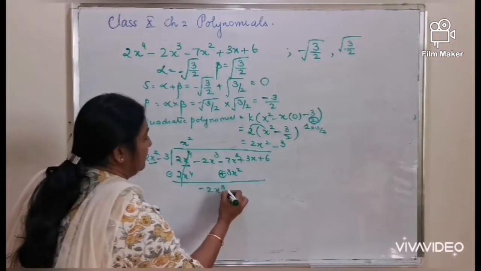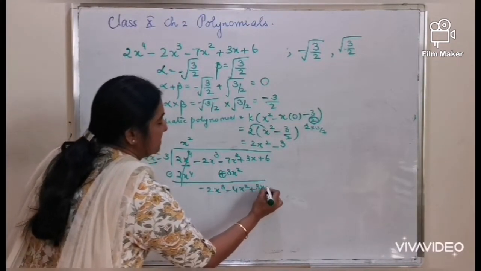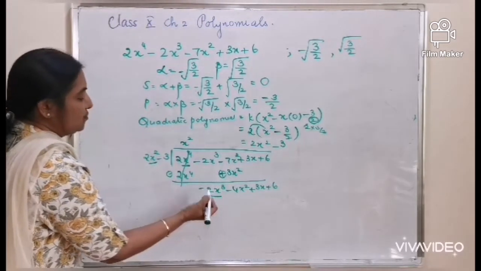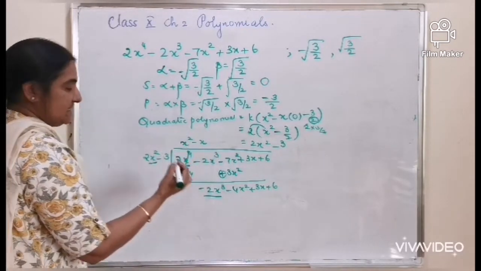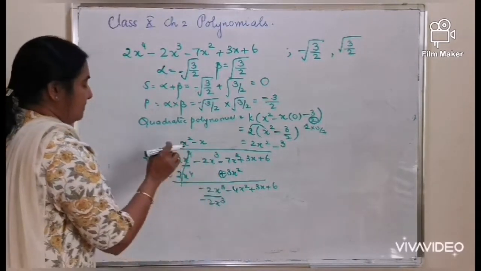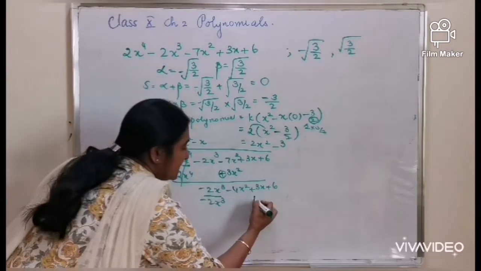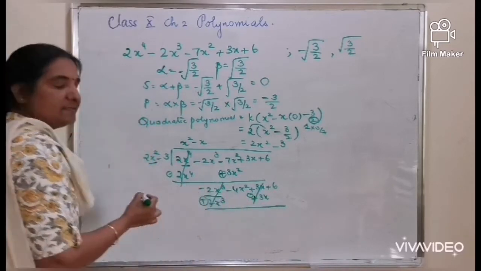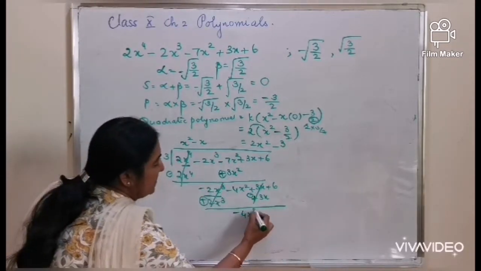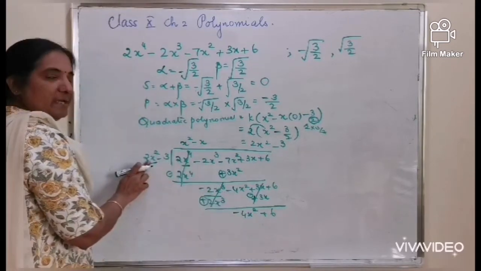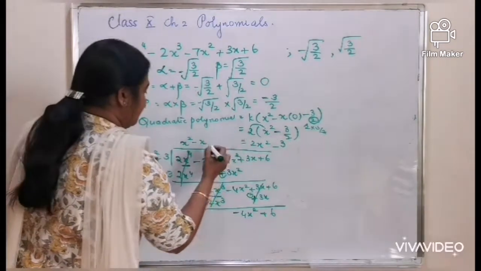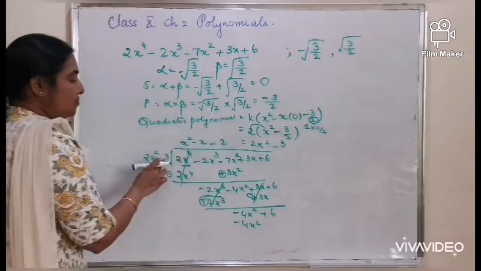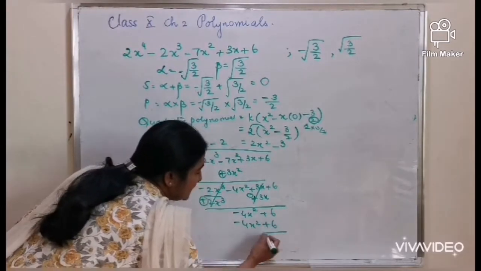Minus 2x cubed minus 4x square plus 3x plus 6. Minus 2x cubed by 2x square is giving you minus x. Minus 2x cubed minus 3 into minus x is plus 3x. Cancellation starts. Minus 4x square plus 6. Minus 4x square by 2x square is minus 2. Minus 4x square minus 2 into minus 3 is plus 6.